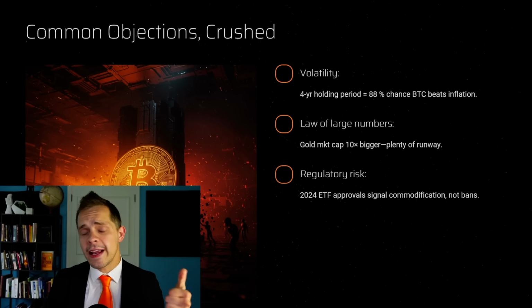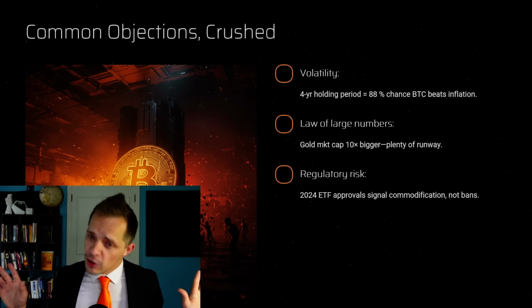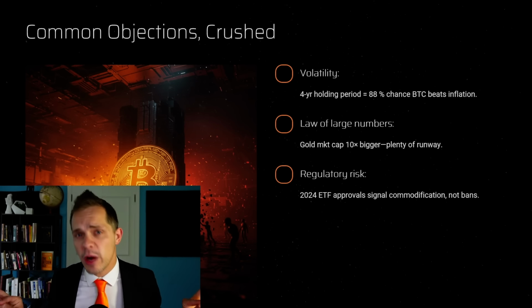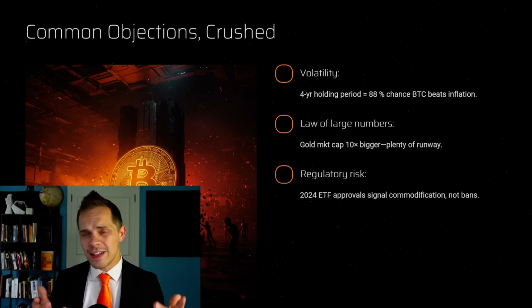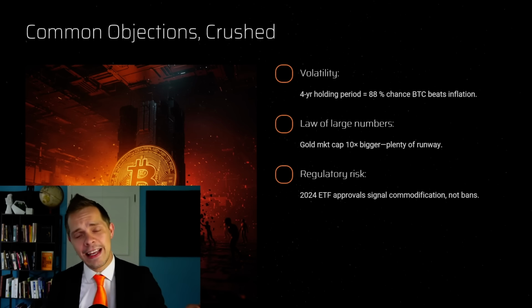Objection 1, Bitcoin is too volatile. The price chart looks like an EKG after 3 espressos, but stretch the holding period to 4 years and 88% of all entry points beat inflation. Volatility isn't risk, selling into it is.